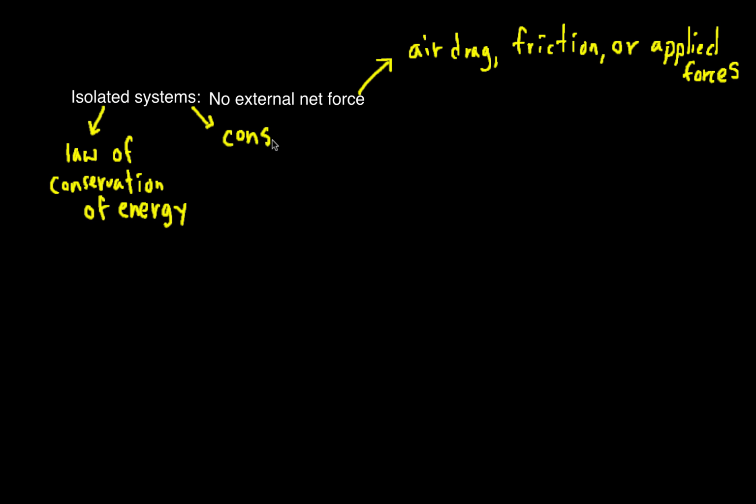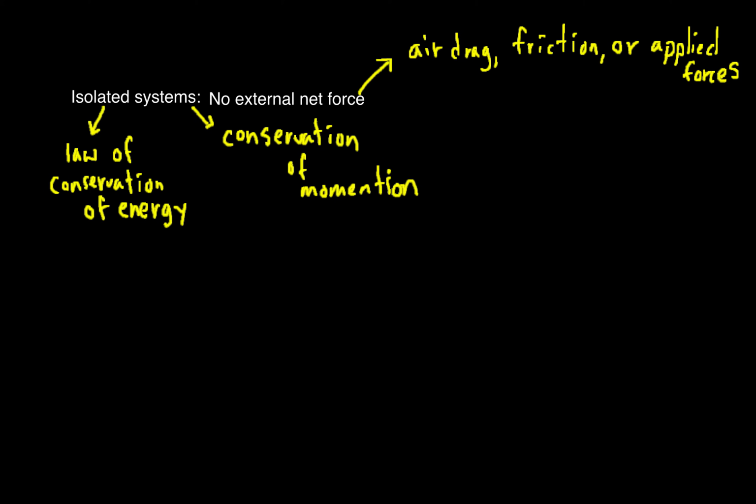Conservation of momentum will also apply in an isolated system. This means the total momentum before a collision is equal to the sum of the total momentum after a collision. This is always true as long as we have an isolated system.